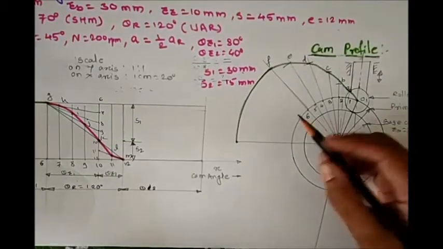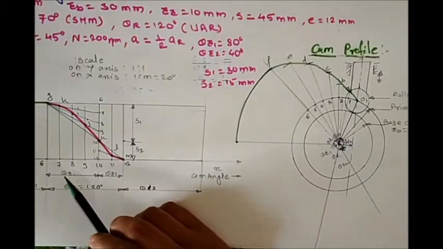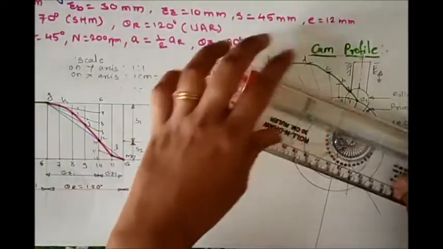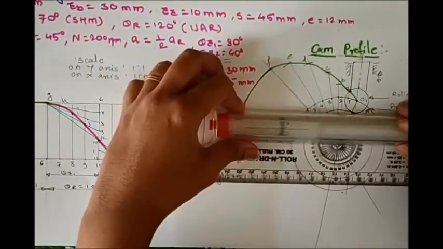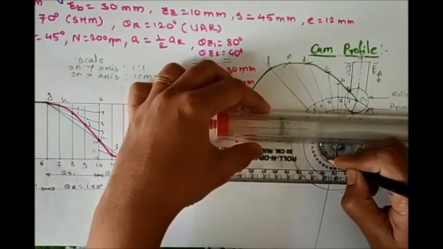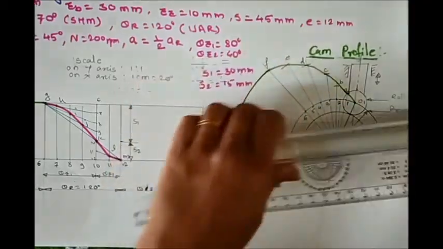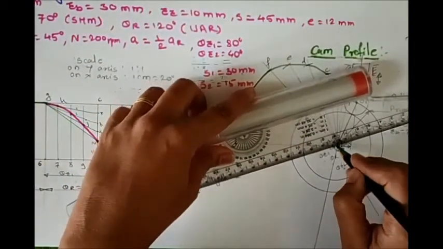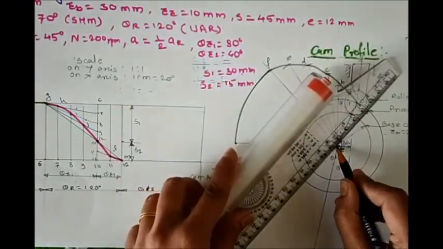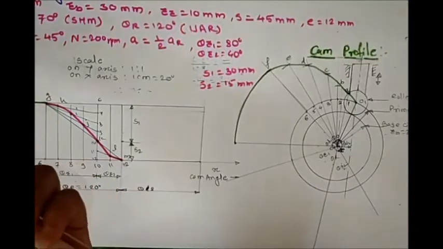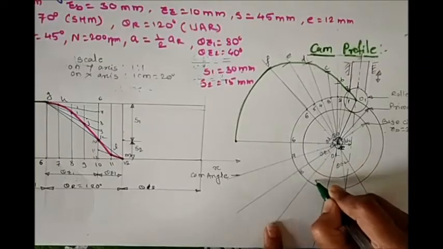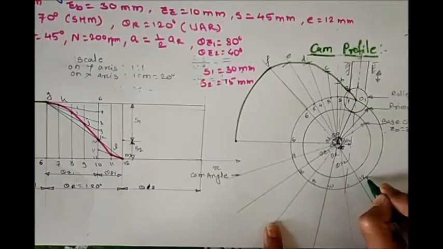Okay, now here we have the division of theta r1 as 4 and the division of theta r2 as 2. So let's divide this return stroke into equal even number of parts, that is 4 and 2. As this return stroke is 120 degree, it is easy to divide into 4 and 2 even number of parts. So here we have the divisions 6, 7, 8, 9, 10, 11 and 12.